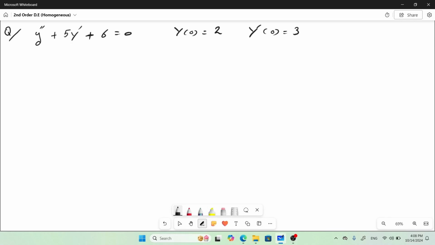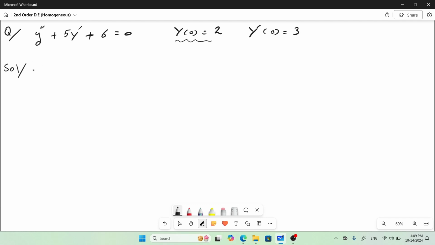In this one we'll be taking a second order differential equation exercise, which states y double dash plus 5y dash plus 6 is equal to 0. We must find the general solution for the following equation. However, we are given the boundary conditions y of 0 is equal to 2 and y dash of 0 is equal to 3. So, the first step is to find the general solution.